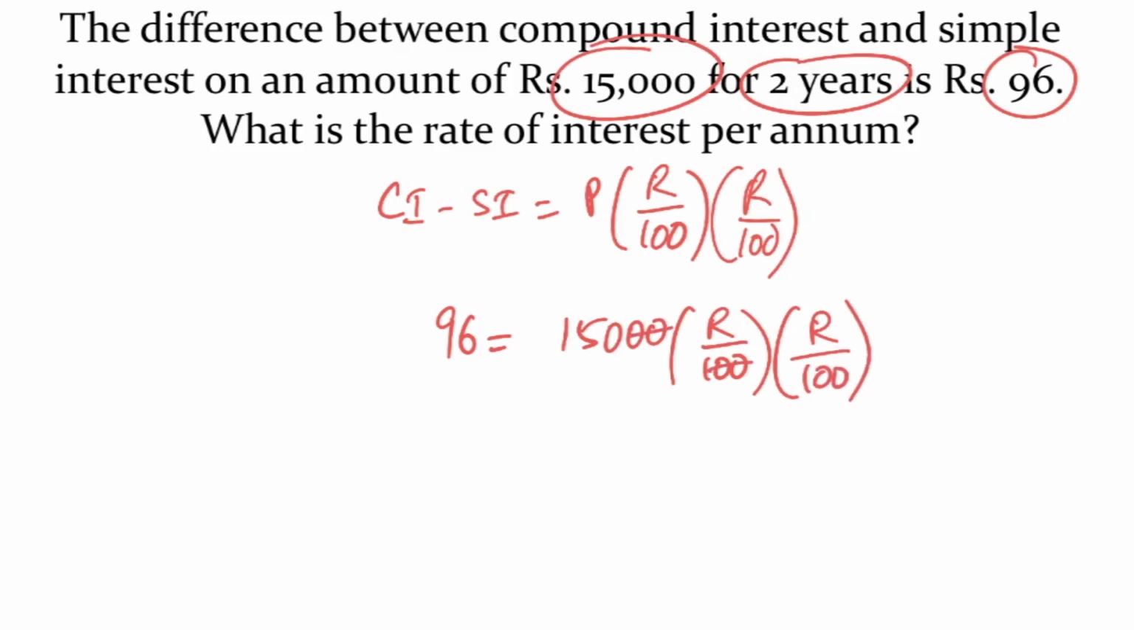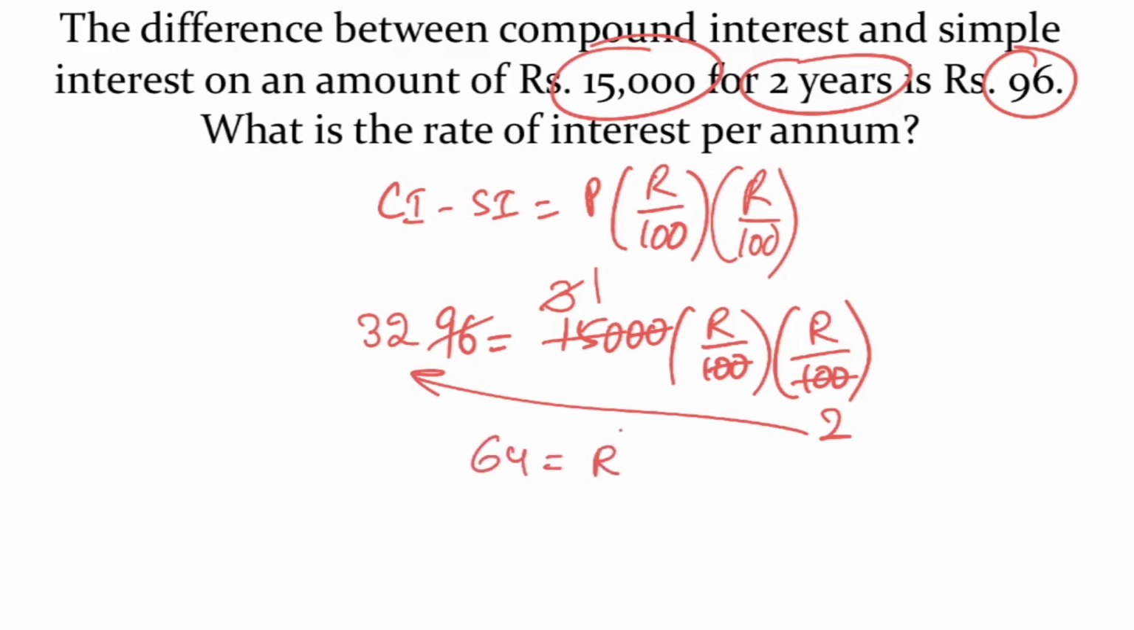2 zeros cancel. 50 2 times 150, 3 times 150. 3 ones 3, 32 times 96. So on the left side 32 into 2, 64 is equal to R square on the right side. So the rate of interest is 8% per annum. Got it?